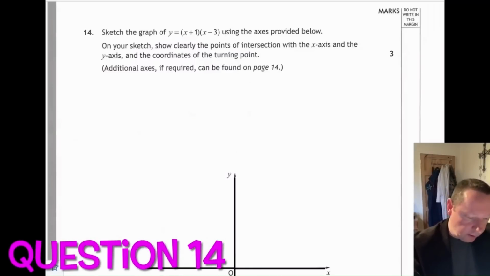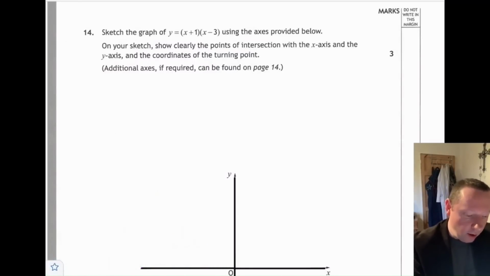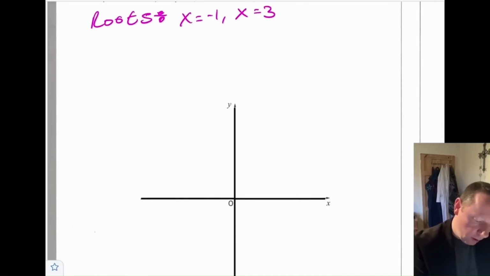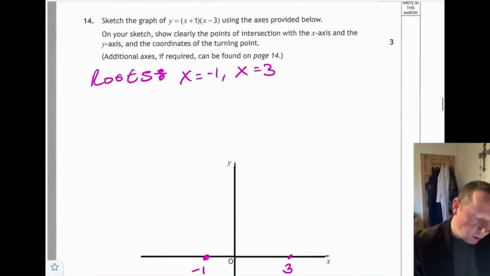Question 13 says, sketch a graph of y equals (x + 1)(x - 3) using the axes provided below. On our sketch, we need to show the points of intersection with the x-axis and y-axis and the turning points. Notice this is already factorised, so our roots are given straight away. From x plus 1, we've got x equals minus 1, and from x minus 3, we've got x equals positive 3. So we can immediately put those on, minus 1, and I'll make my 3 sit here, where it cuts the x-axis.